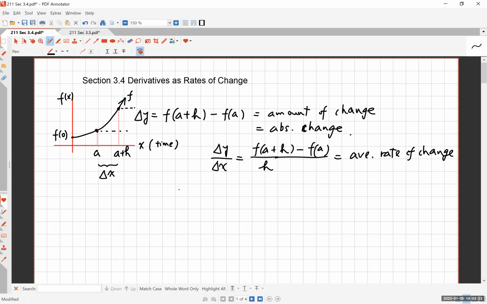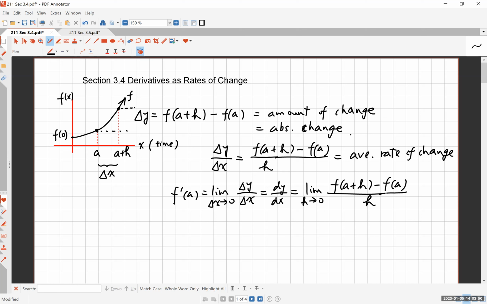Now, if you take the derivative at a, this is the limit as delta x goes to 0, which is of course what we denote as dy dx. There are all kinds of equivalent expressions or symbols, but it's really just the limit we talked about before when we defined what the derivative is. So this is the instantaneous rate of change. Those are all things that we have studied before.